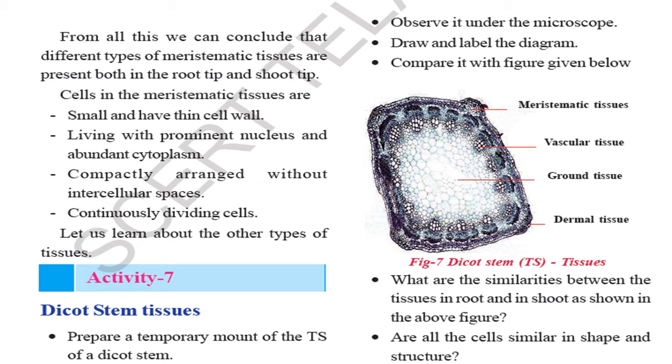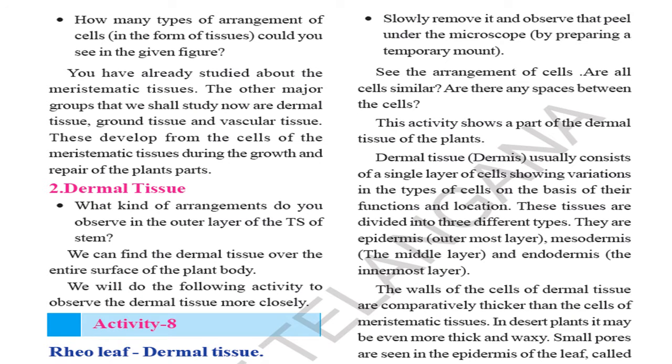Then inside it is a vascular tissue. Draw the diagram and learn the parts of it. Color it properly. Ground tissue and the dermal. As I have told you, there are 4 tissues. What are the similarities between the tissues in the root and the shoot tip? Are they similar in size and shape and structure? No, right? How many types of arrangements are there? We see it one by one.